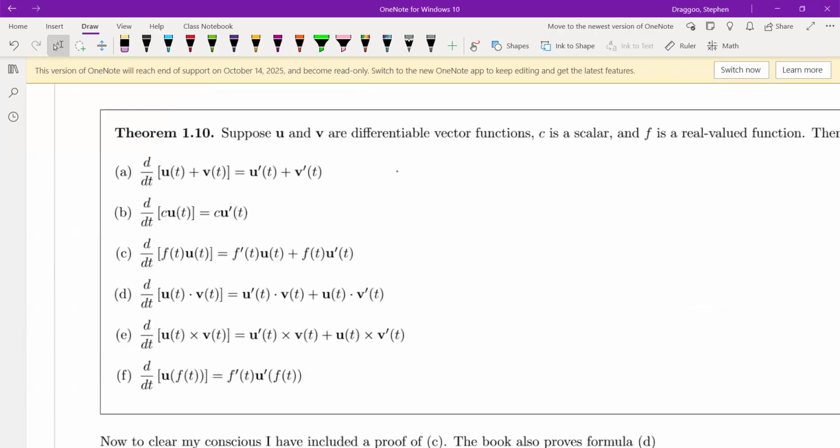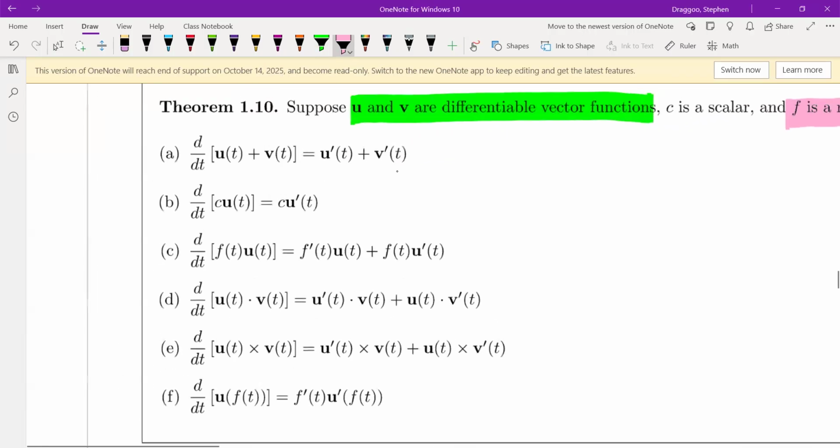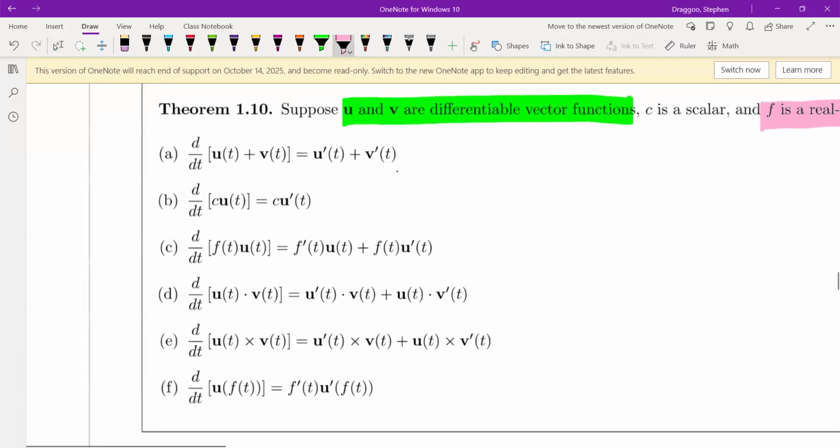And in fact, if I were doing a good job of reading my definitions, I might have highlighted here. I mean, that one's on me. So yeah, F is just a real valued function. C is a scalar. But I only have two highlighted colors, so I'm just gonna put those two down. But if we zoom in a bit better, it's easier to tell that those things are bolded. So U and V are both vector functions.